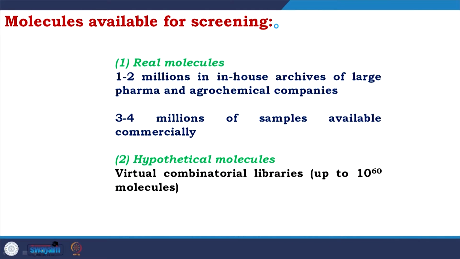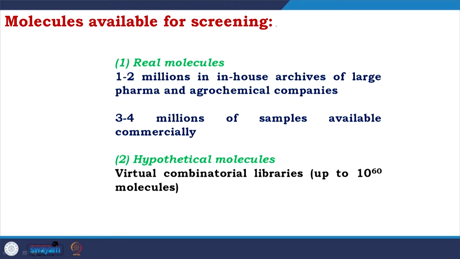Whatever they synthesize, they publish it, and all these compounds actually exist in the world, they are called real molecules. So, 1 to 2 million in-house archives of large pharma and agrochemical companies: if they isolate or synthesize anything, they are real compounds. 3 to 4 million samples are available commercially, so all of them are real molecules.